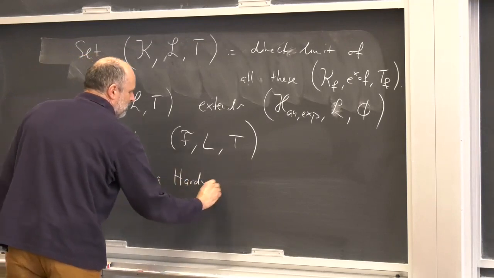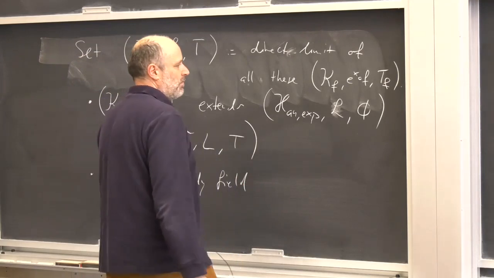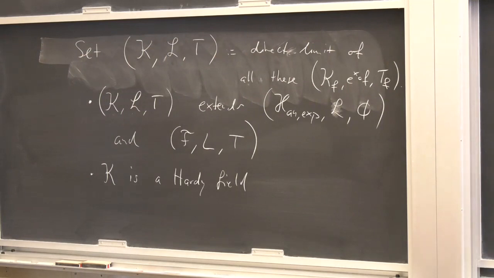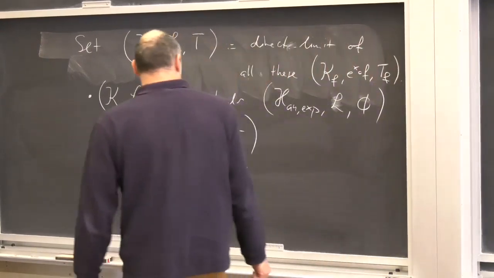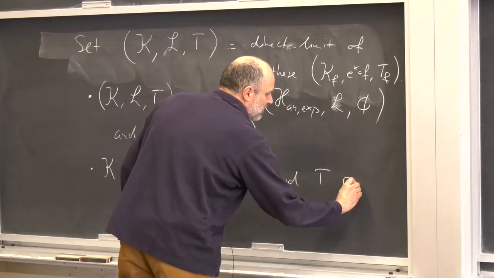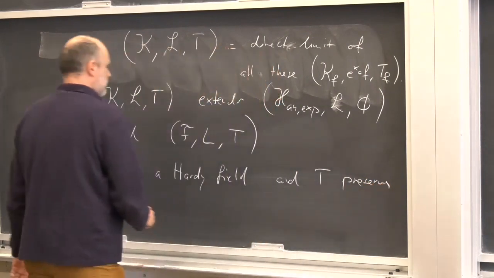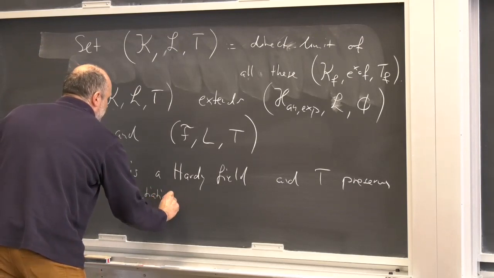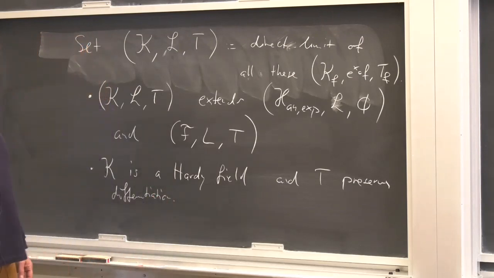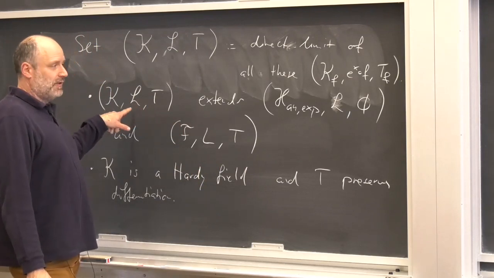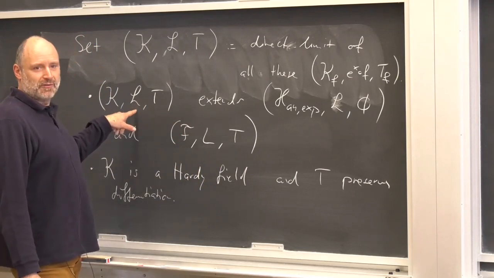Okay, so that is not true for the intermediate steps here. At least I don't think it's true. K is a Hardy field and T preserves differentiation. And that's this thing into the differential field of Transseries. Yes, exactly. T preserves differentiation, right? It ends up in the set of all Transseries whose transmonomials are convergent.